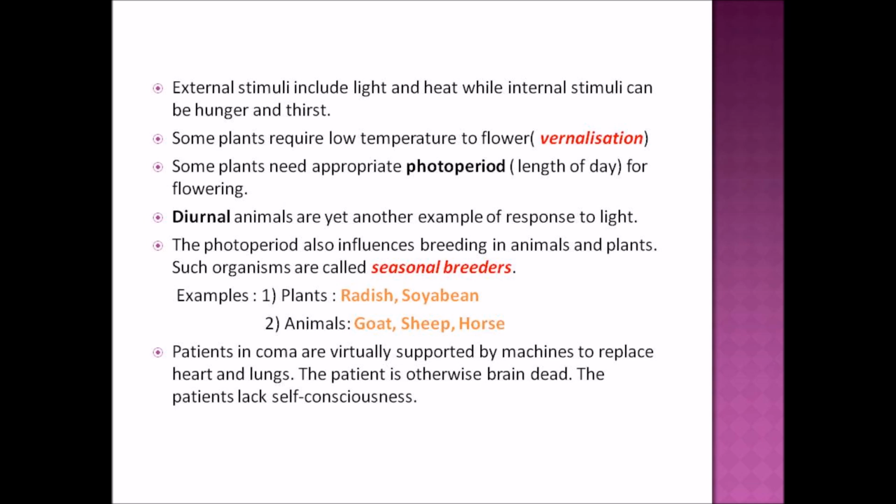Diurnal animals, which are active during the daytime, are yet another example of the response of animals to light. The photoperiod, implying the length of day, also influences breeding in animals and plants. Such organisms are called seasonal breeders. Examples among the plants include radish, soybean, and among animals include goat, sheep, and horse.